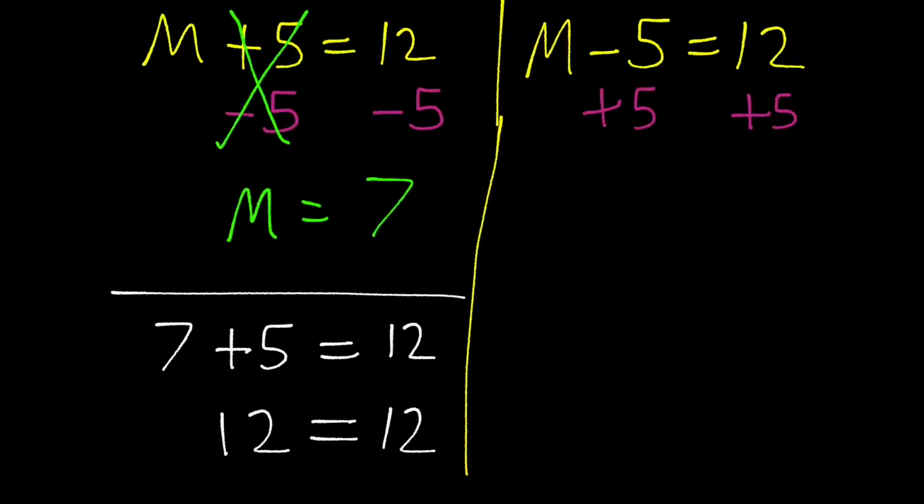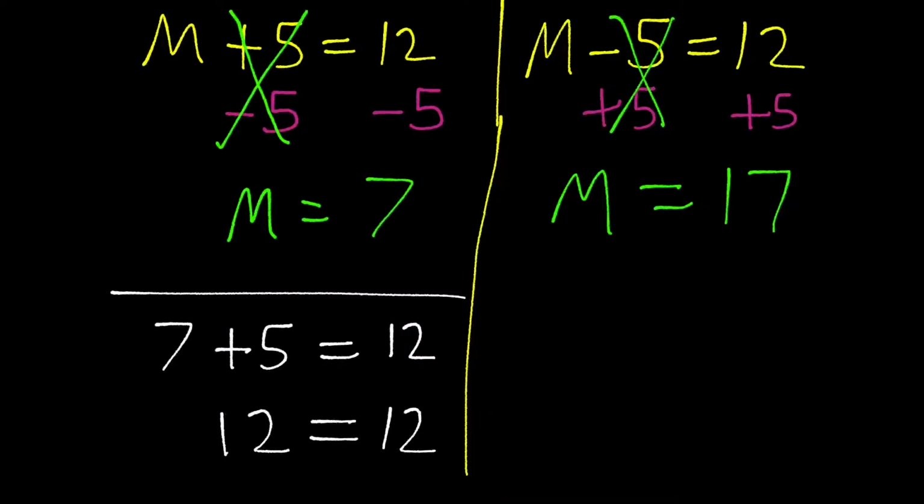You have to do to one side the same thing that you do to the other. If you don't, as I said earlier, your equation will become unbalanced and it won't work. So, just like before, minus 5 and plus 5 equals 0. So those cancel out and we have m left. And now if I add 12 plus 5, I end up with 17. And that is our solution.